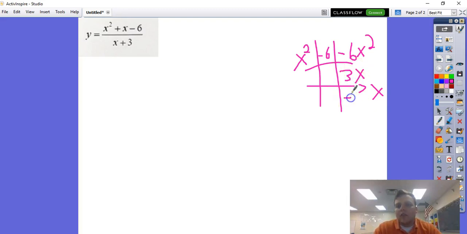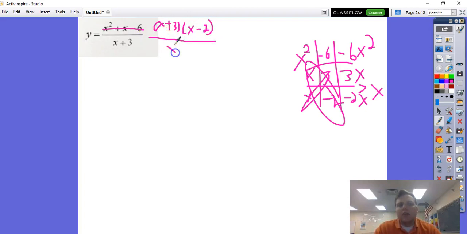3x and negative 2x. And then you ask yourself, x squared and 3x, what do they have in common? x. x squared and negative 2x, what do they have in common? x. x times what is 3x? 3. x times what is negative 2x? Negative 2. Then you go across, and you go across. So this top part could be factored to mean x plus 3 times x minus 2, and then all divided by x plus 3.